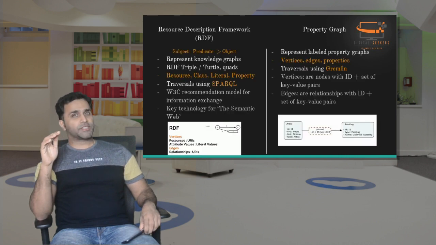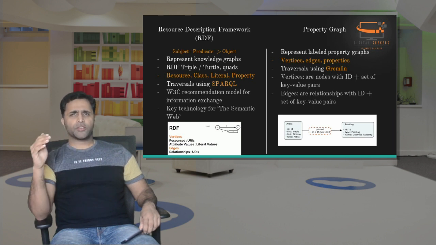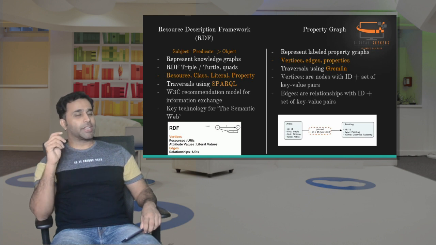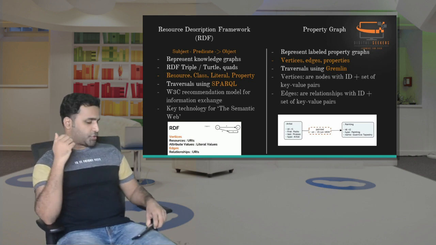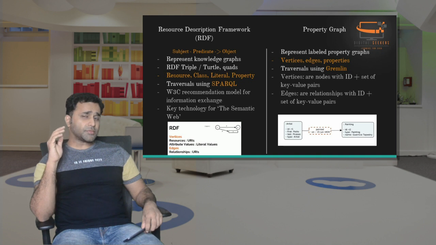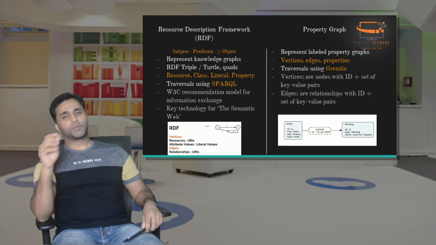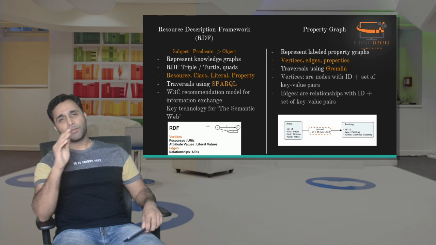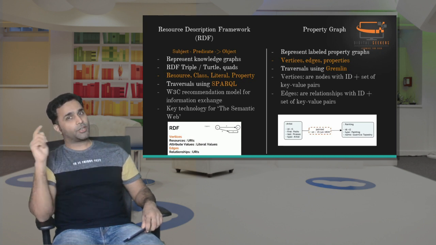Soon after that there was a rush of ideas, and the first one to surface was Resource Description Framework, RDF stores. Over a period of time, property graphs also came into the picture. First let us talk about RDF stores. RDF stores store and retrieve data in the form of subject, predicate, object. So there are three elements: subject, predicate, object.